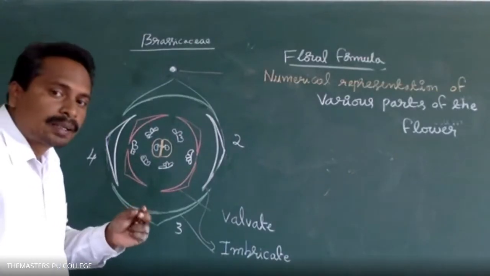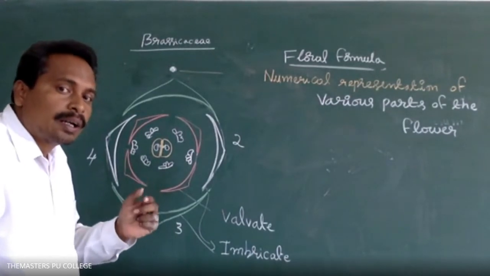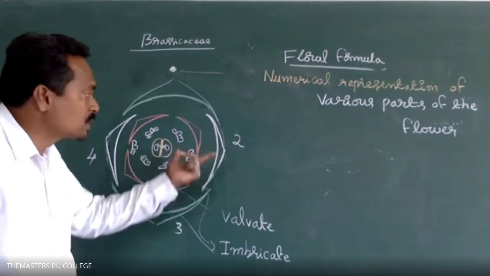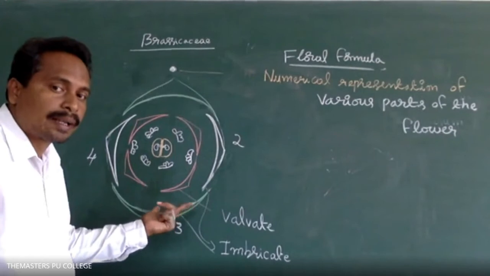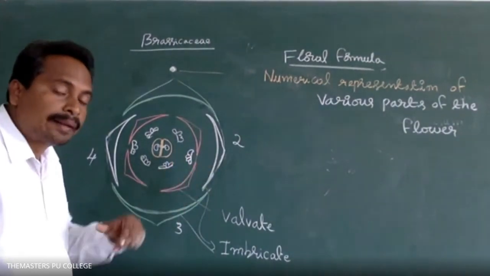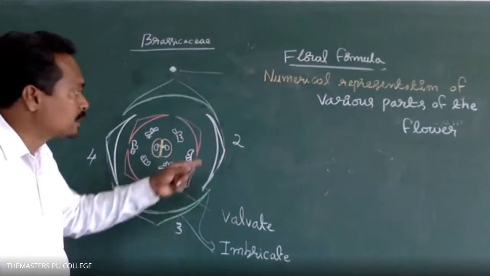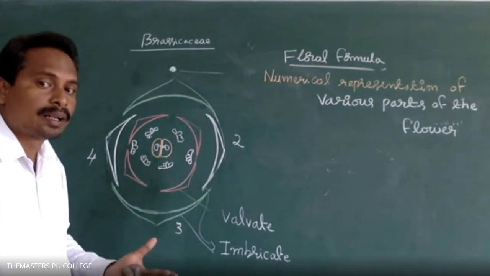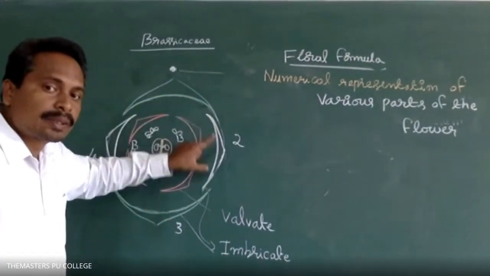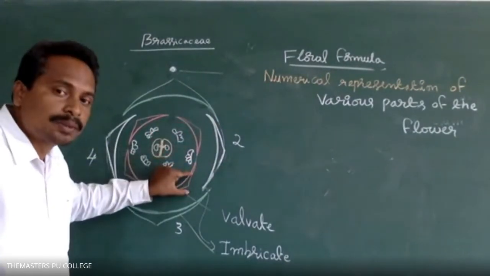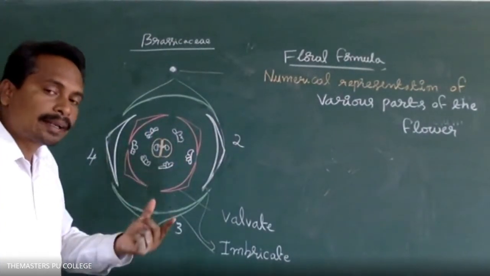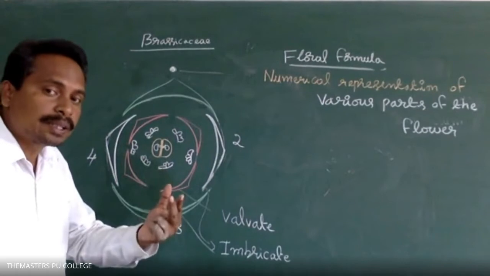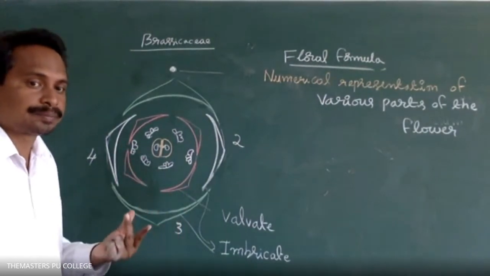So the floral diagram gives information about the number of floral leaves in each floral whorl. Suppose in this floral diagram 4 sepals are there in the calyx, and 4 petals in the corolla. It also gives information about the arrangement of the floral leaves in each whorl. Arrangement of the sepals, imbricate. Arrangement of the petals, valvate. So the floral diagram gives information about the floral appendages in each whorl and their arrangement.